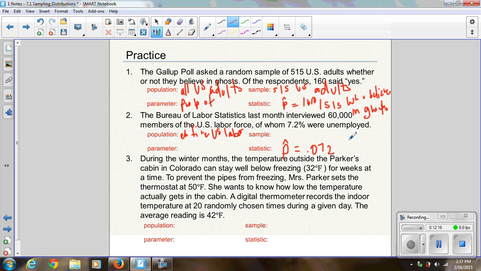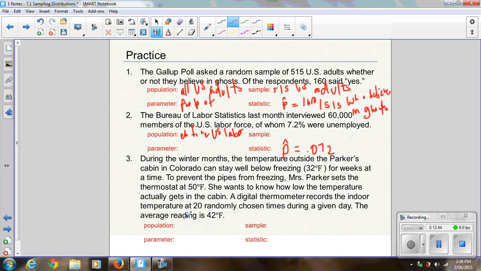And number three, it says during the winter months, the temperature outside the Parker's cabin in Colorado can stay well below freezing, which is 32 degrees Fahrenheit, for weeks at a time. To prevent the pipes from freezing, Mrs. Parker sets the thermostat at 50 degrees Fahrenheit. She wants to know how low the temperature actually gets in the cabin, and a digital thermometer records the indoor temperature at 20 randomly chosen times during a given day. The average reading is 42 degrees Fahrenheit.